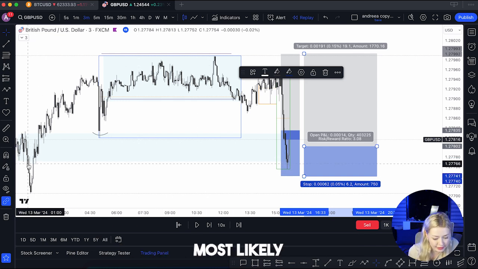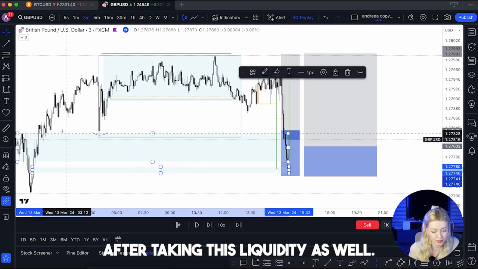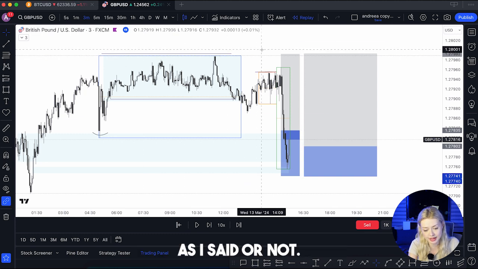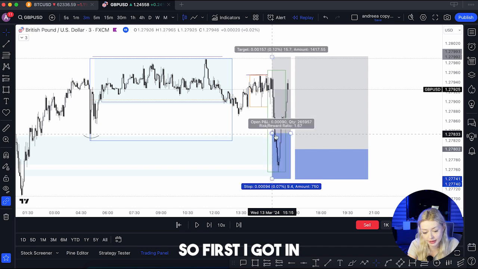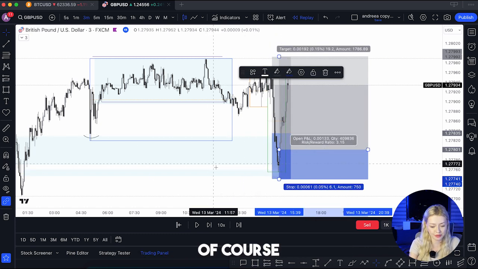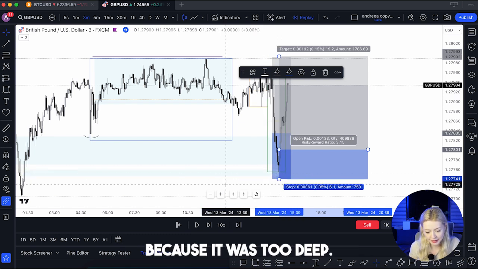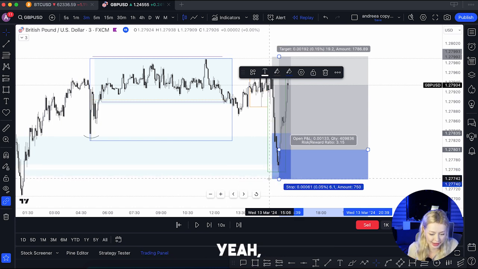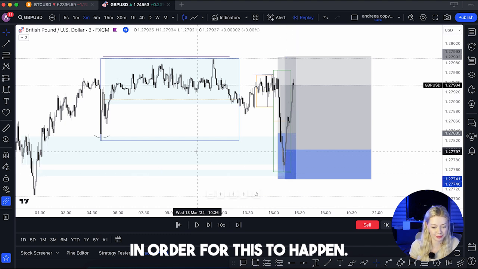So yeah, most likely it went into this imbalance area after taking this liquidity as well. However, let's see if it continues to take the buy side liquidity as I said or not. So yeah, this is happening for me as well from time to time. So first I got in this entry, it got in the second entry as well. If I kept my initial stop loss, of course, it would have been taken out most of the times because it was to the pip. Maybe you get lucky and it doesn't get taken. However, yeah, I should have enlarged my stop loss a little bit in order for this to not happen.